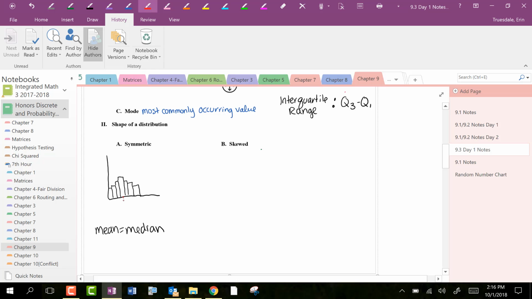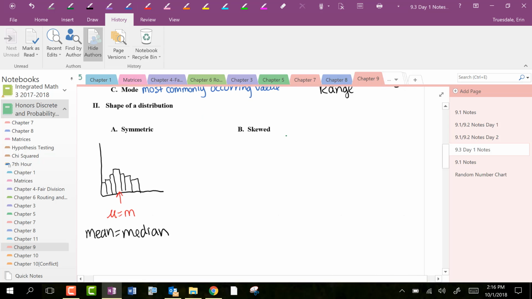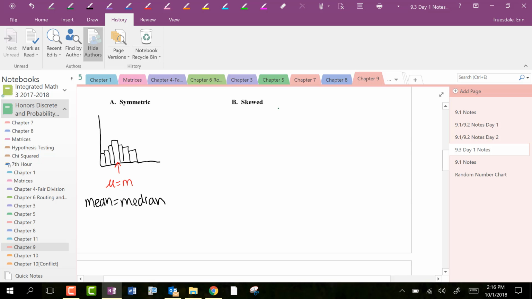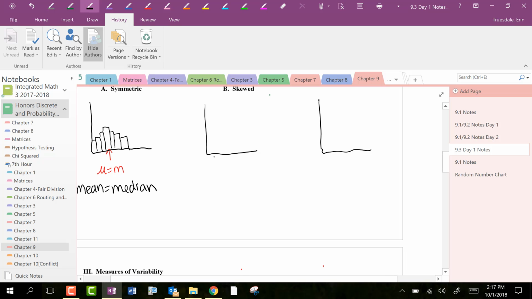Okay, so the middle point here is both the mean and the median. For the mean, we use that U-shaped symbol, and for the median we just say M. Then it can be skewed left or skewed right. I think I mentioned this to you guys already. If it's skewed left, that means most of the data ends up being on the right side.